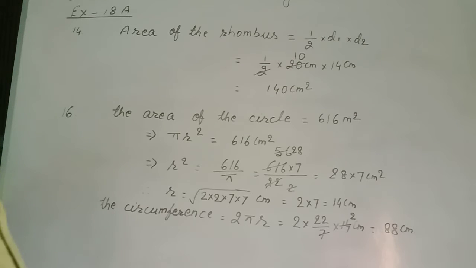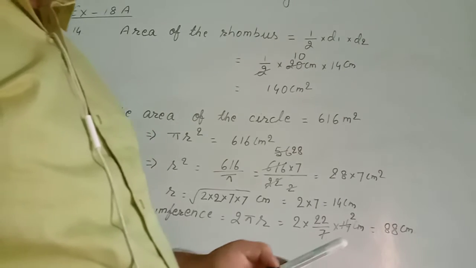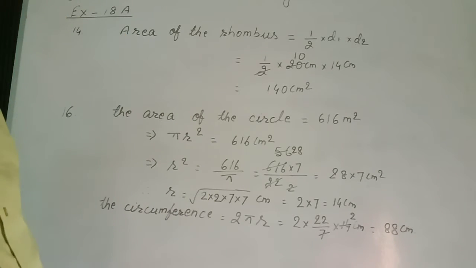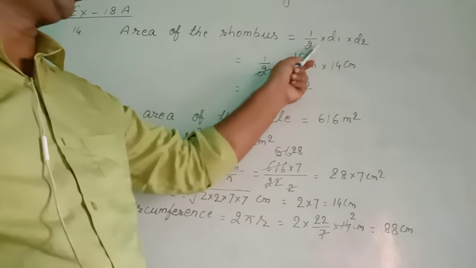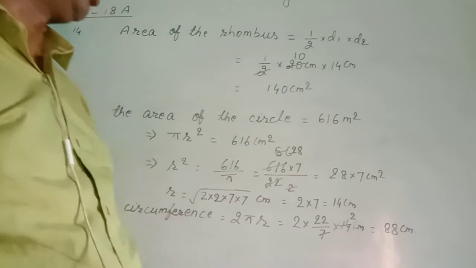We are solving exercise 18A, question number 14. We are asked to find the area of a rhombus in which the first diagonal is 20 centimeter and the second diagonal is 14 centimeter. As per the formula, area of the rhombus equals 1 by 2 into d1 into d2, where d1 is the first diagonal and d2 is the second diagonal.